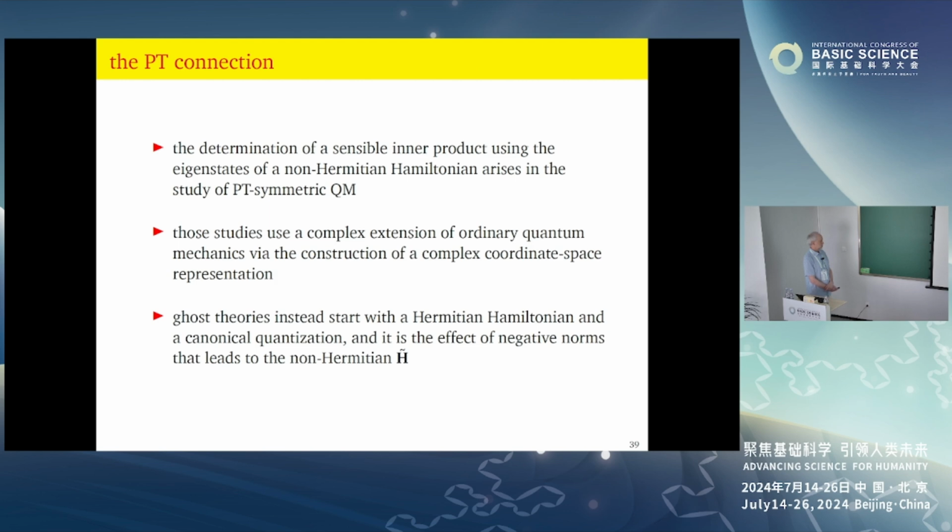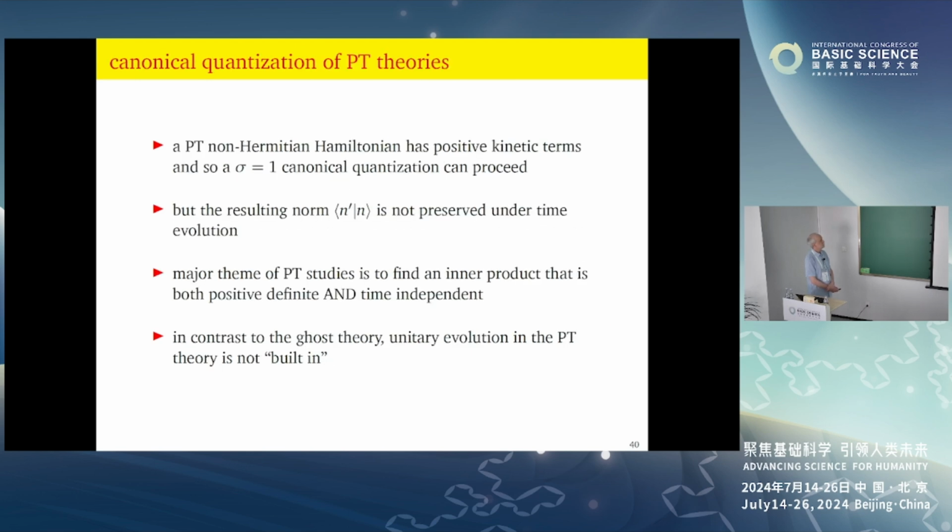And so what's the similarity? Well, the ghost theories start instead with a Hermitian Hamiltonian and a canonical quantization, and it's the effect of the negative norms that brings in this non-Hermitian H. So that's the similarity, that we end up dealing with a non-Hermitian Hamiltonian, which is somewhat similar to what they start off with. So yeah, this is an example. This is the theory that you were just bringing up.